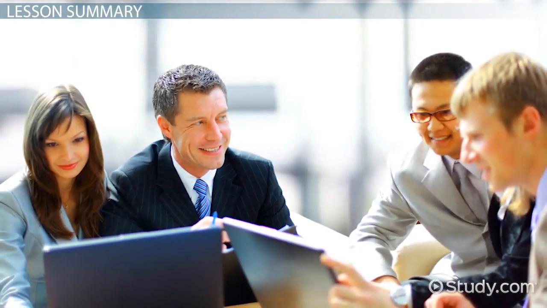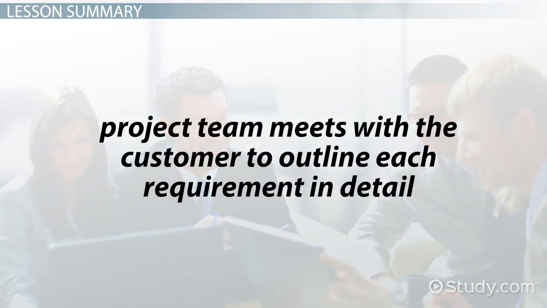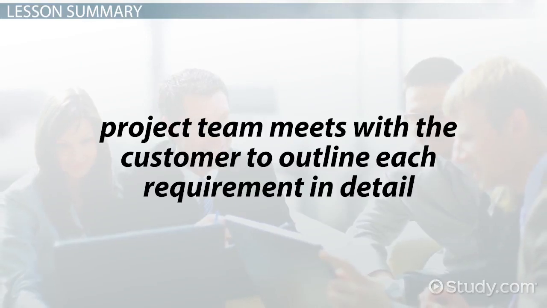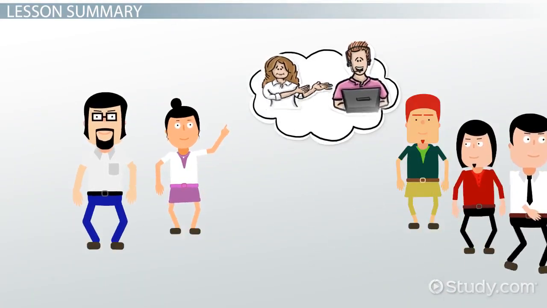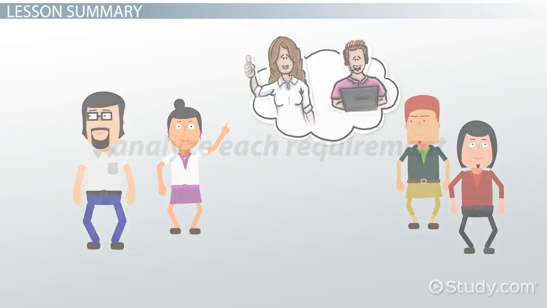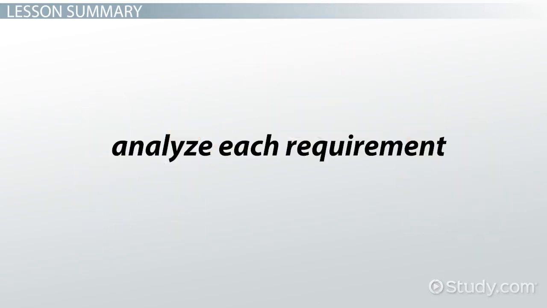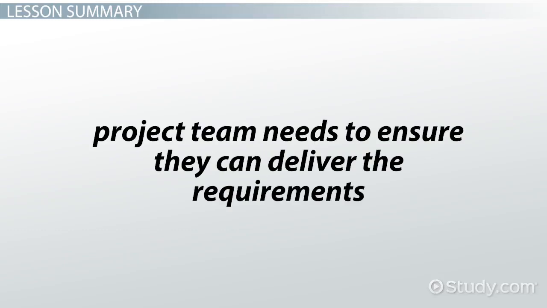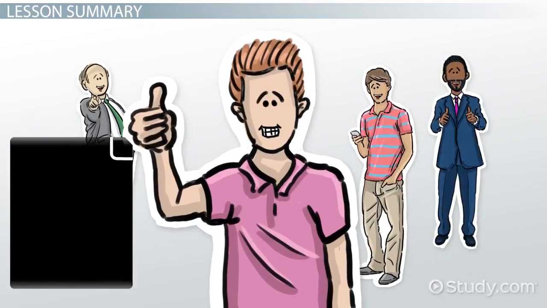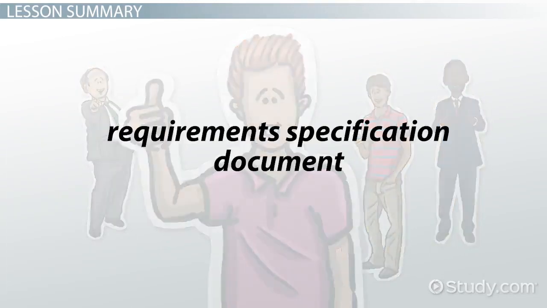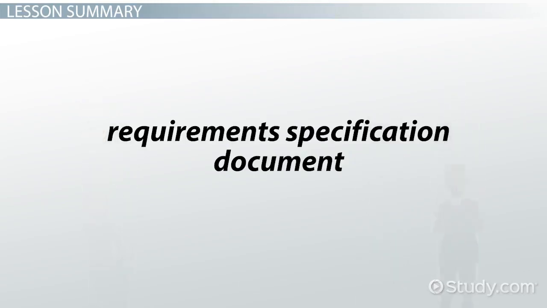During the requirements gathering sessions, the project team meets with the customer to outline each requirement in detail. After the project team receives all of the customer requirements or specifications, the team begins to analyze each requirement. During the analysis phase, the project team needs to ensure they can deliver the requirements. The project team records the results of the requirement gathering and analysis sessions in a requirements specification document for further use during the next phase of the SDLC.